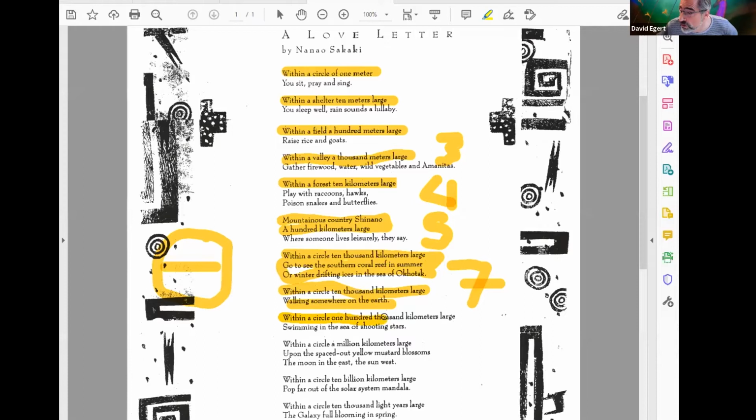So within a circle, 100,000 kilometers large, swimming in a sea of shooting stars. So now you're up out of the atmosphere. Within a circle, 1,000,000 kilometers large, upon the spaced out yellowed mustard blossoms, the moon in the east, the sun in the west. We're at 9. Again, million is 6, kilometers is kilo 3. Within a circle 10 billion kilometers large, pop far out of the solar system mandala. That's fine, this is 10, right? A billion is 10 to the 9th plus 10, so that's 10 to the 10th.